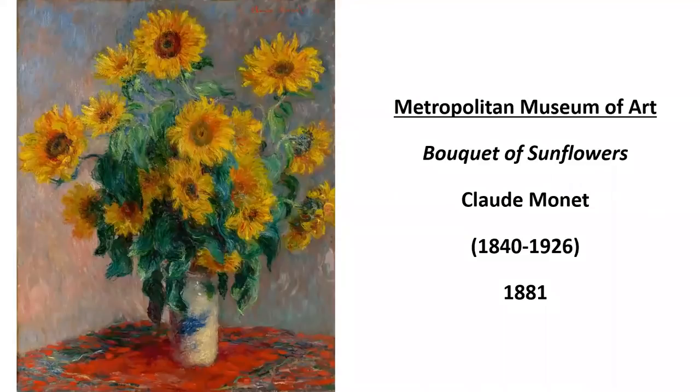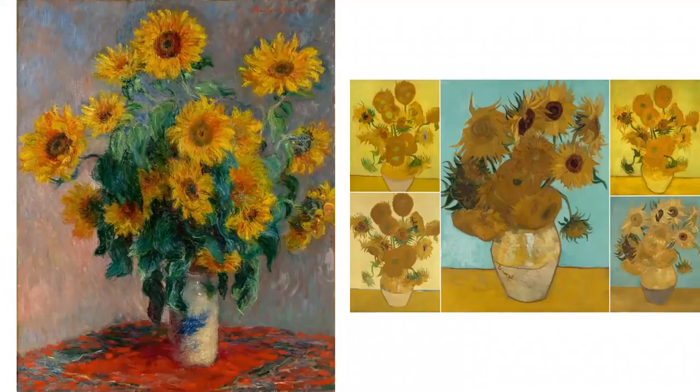This is one of two beautiful flower paintings that are at the Metropolitan Museum of Art. This is called Bouquet of Sunflowers. This is from 1881. Monet was an avid gardener. He actually got these flowers from his own garden. And you might have thought that Van Gogh was the only one that painted sunflowers.